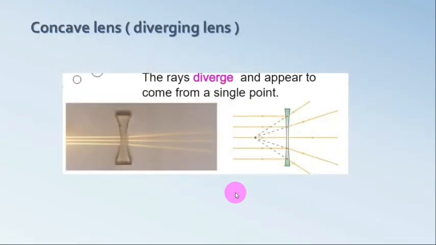Concave lens, we said we call it diverging lens. Why? Because the rays diverge and appear to come from a single point. They appear that they come from a single point. We will talk about this later. So they diverge, but they appear that all of them are coming from a single point. This is not real. These are dashed lines extended from these rays. Okay, so we don't have here a point that they all meet together at.